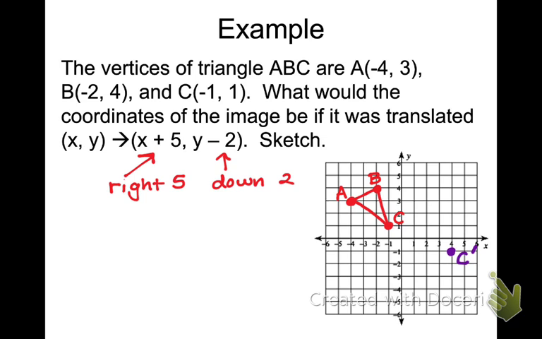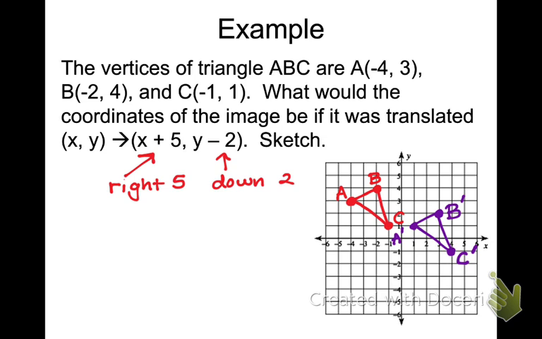All right, let's do the same thing with B. Move B to the right 5. 1, 2, 3, 4, 5. Down 2. Did it put you at 3, 2? Hopefully. Label it B prime. Do the same thing to A. 1, 2, 3, 4, 5. Down 2. Put me at 1, 1. Hopefully the same for you.